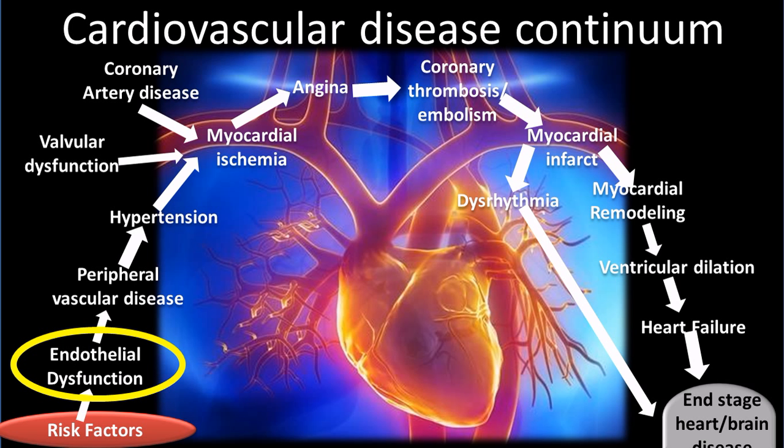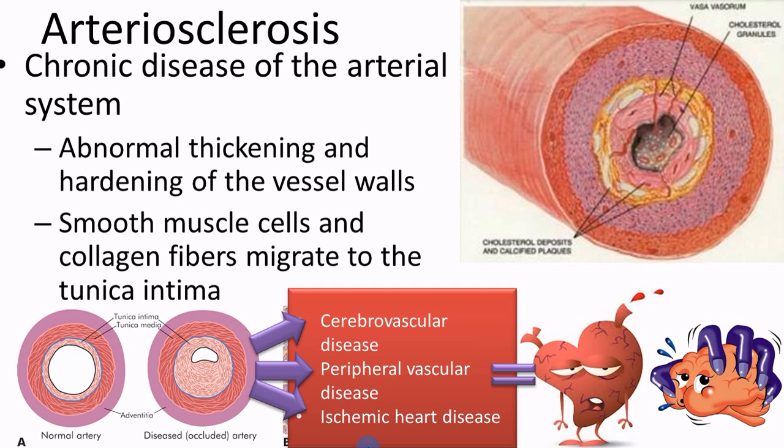Okay, endothelial dysfunction. So now we talked about the risk factors. Let's move up a little bit, and now we're down here to endothelial dysfunctions. What are the problems you can do to the blood vessels? And the first one is something called arteriosclerosis. And I'm stressing the name, arteriosclerosis, because it's an umbrella term for all the chronic diseases of the arterial system.